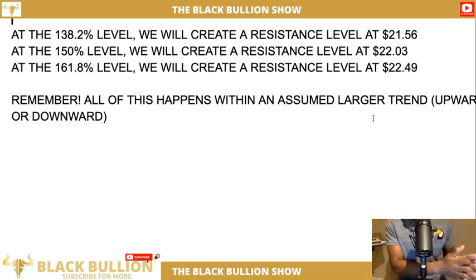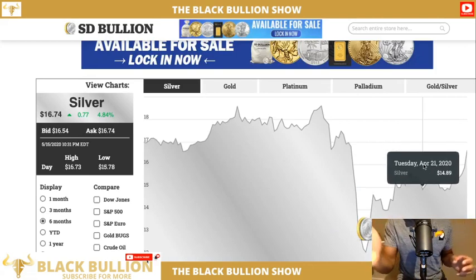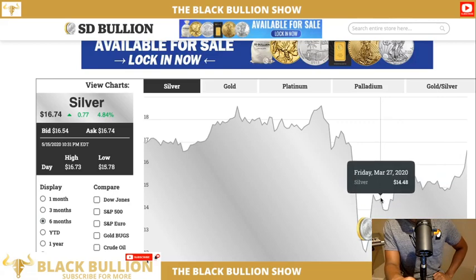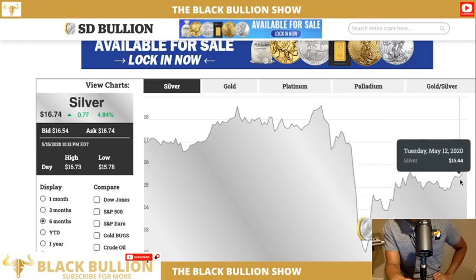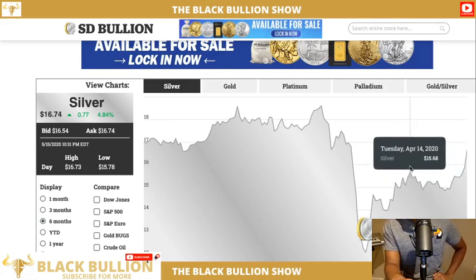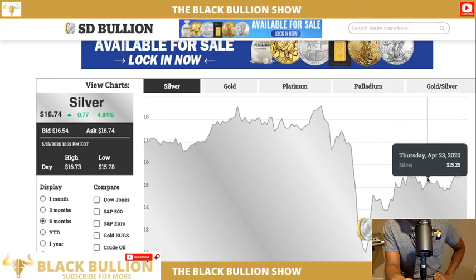So this was a very, very quick way of looking at Fibonacci, using Fibonacci retracements and extensions to establish where support levels might be and where resistance levels may be. So take a look at where silver has been going over time. This is where we are right now. We're at $16.62. Now, remember, we were at this peak and we didn't go down past $14.54.